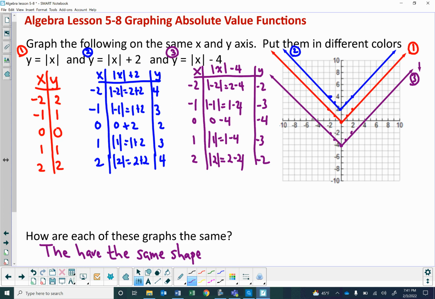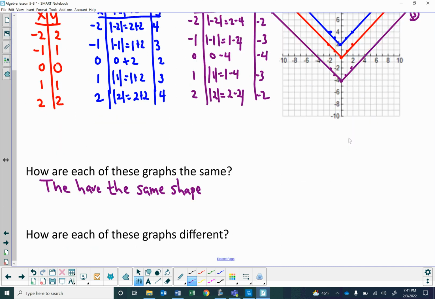Well, if you look at it, their vertex, or where they cross the y-axis, the y-intercept is different, isn't it? The parent function crosses the y-intercept at 0, 0. The blue function crosses at 0, 2. And the purple function crosses at 0, -4. Okay, so each of these graphs has a different y-intercept.